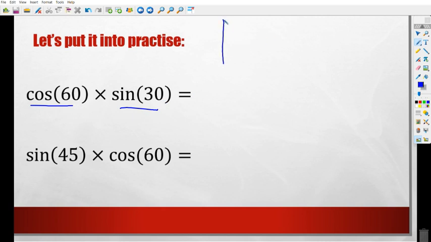So I'm going to draw my triangle. I know that that's 60, I know that's 30. I know that that is 2, that is 1, and that's the square root of 3. So cos of 60. I'm looking at the 60 degree angle, and I know that cos is adjacent over hypotenuse. So that is 1 over 2. Multiplied by. So I just found cos of 60. Cos of 60 was a half.